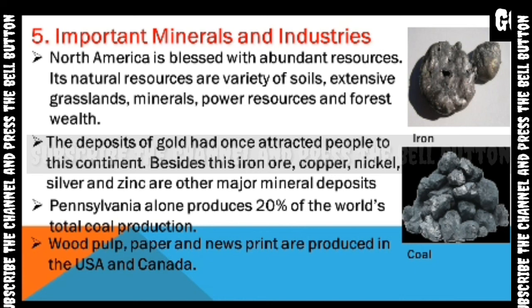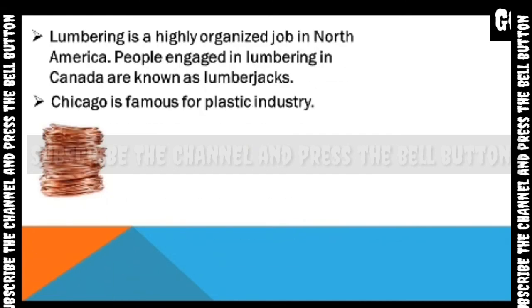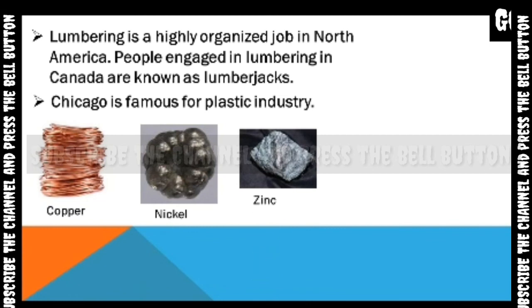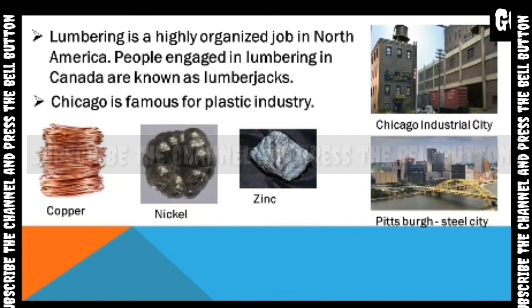Oil and natural gas are found in Alaska, Texas, Louisiana, Kansas, and in western Canada, a part of Mexico. The Gulf has a good deposit of natural gases. The USA is the major producer of petroleum. The USA is the leading producer of nuclear power in the world. Gold, iron, steel, coal, copper, nickel, silver, and zinc are the main raw materials of the Americas.